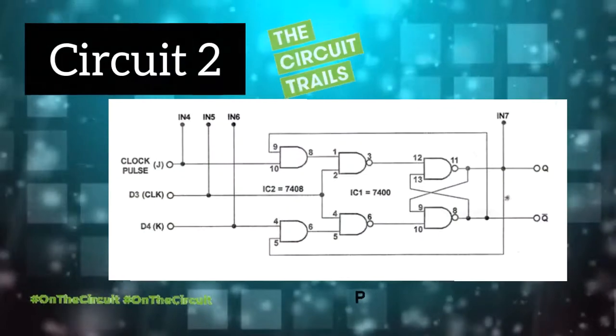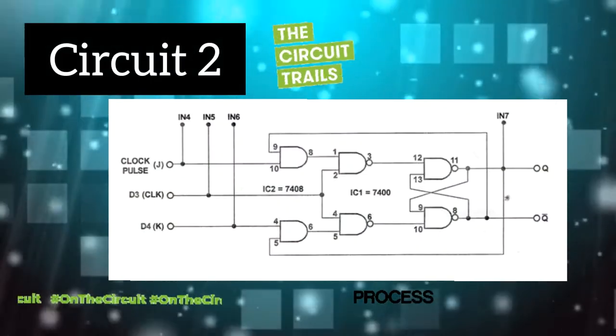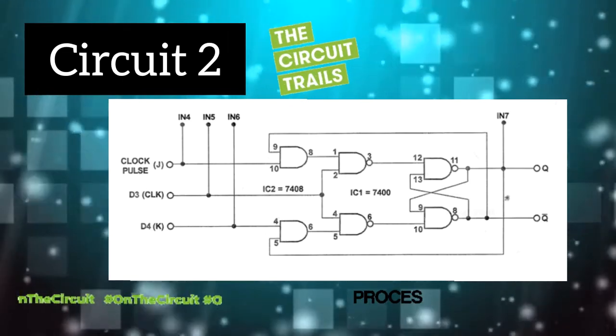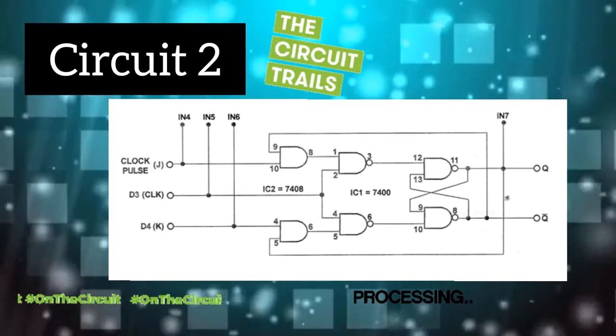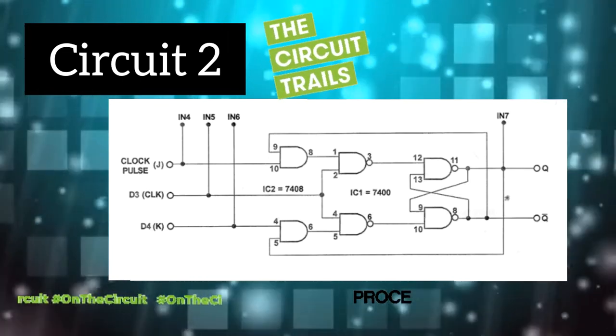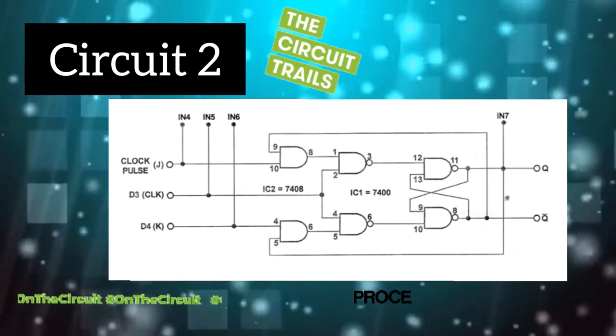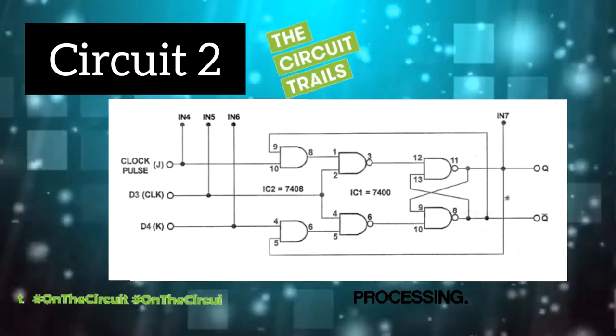Here we have our second circuit using the 7400 and the 7408. We have 4 NAND gates and 2 AND gates. We have here the in 4, in 5, in 6, and in 7 as our LED. We have here the clock pulse and the clock D3 and the D4.